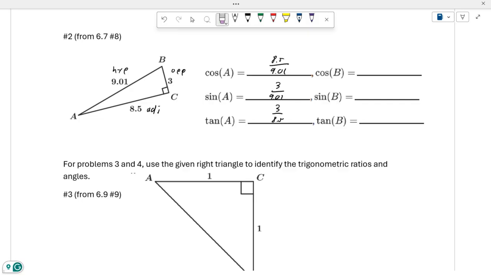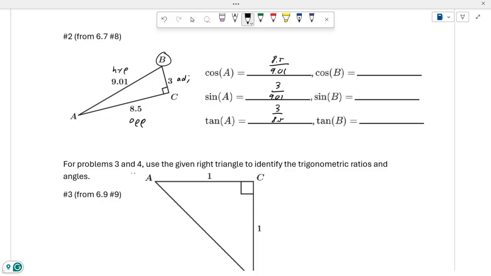Now that we're talking about angle B over here on the right, I can keep the hypotenuse labeled the same because, again, it doesn't matter which angle you're talking about. The hypotenuse doesn't change. But now if we're talking about angle B, 8.5 becomes opposite, and the 3 becomes adjacent.